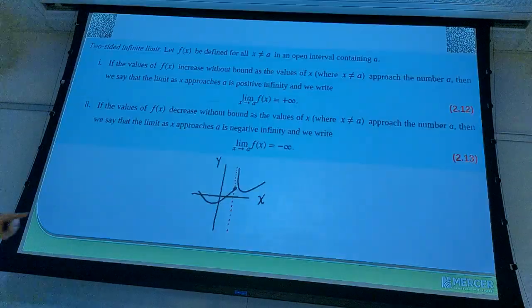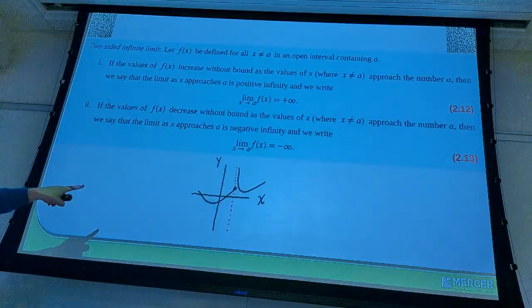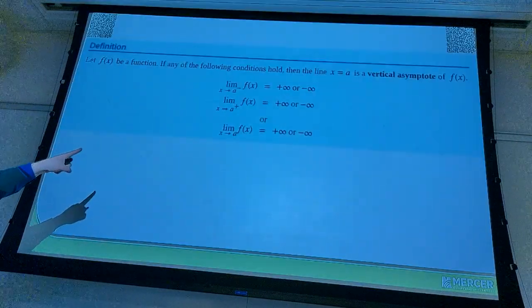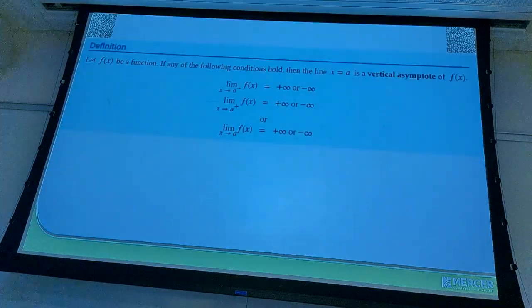So this is a case where the right-handed limit would be positive infinity, but the left-handed limit isn't. But it doesn't matter, because it only has to be one of those three that has to be true to be a vertical asymptote.